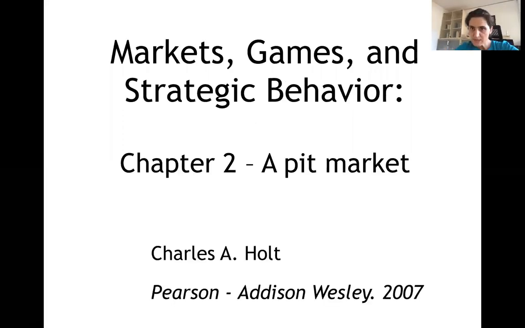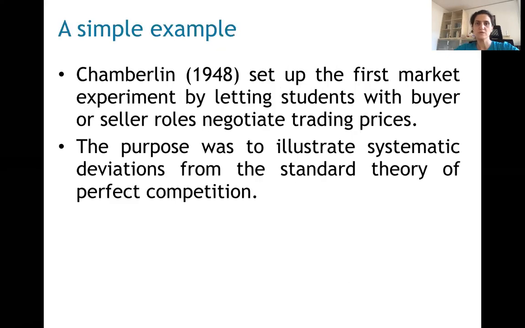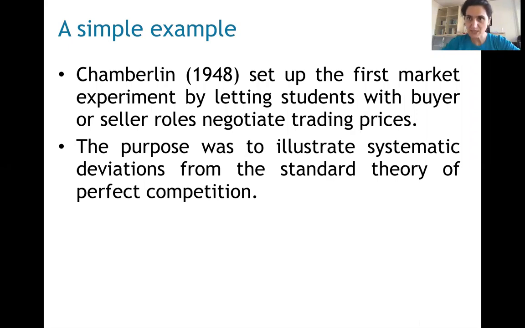So I'm going to explain this from chapter 2 of Charles Holt's book. So this is a simple experiment. Okay, so the first market experiment is run by Chamberlin by letting students with buyer or seller roles negotiate trading prices. Okay, the purpose was to illustrate systematic deviations from the standard theory of perfect competition. Okay, because in a classroom environment, perfect competition assumptions are not going to hold.